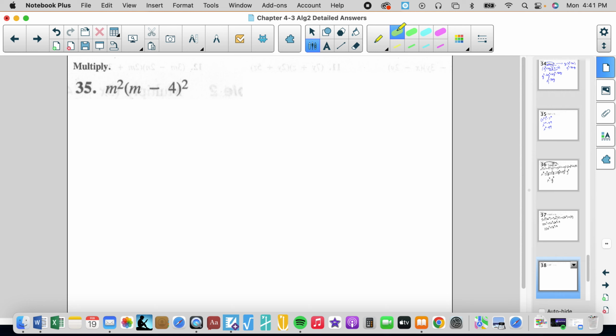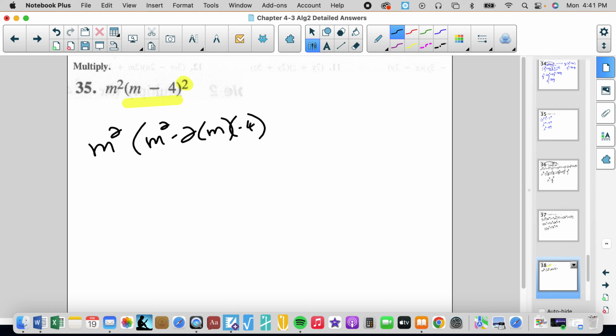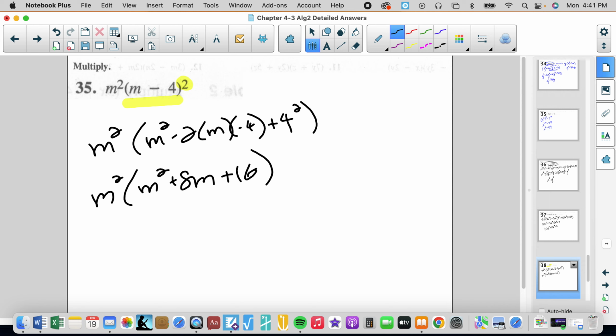Did you recognize that we have an exponent that we have to solve first? So we have m squared, and now we have a binomial squared. So that's m squared minus 2 times m times b plus b squared. So it's m squared times m squared plus 8m plus 16. And now distribute.